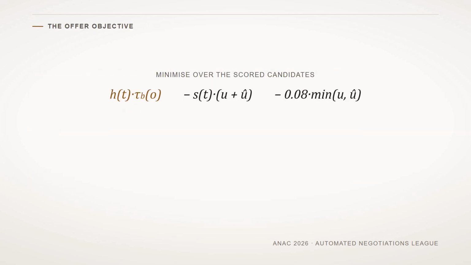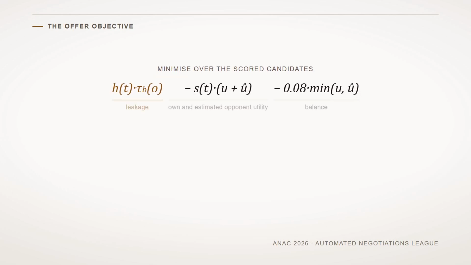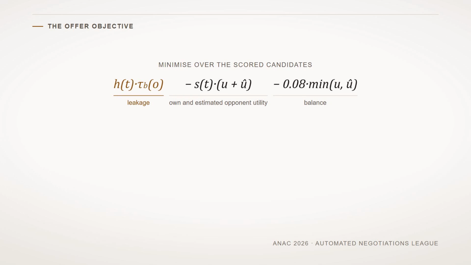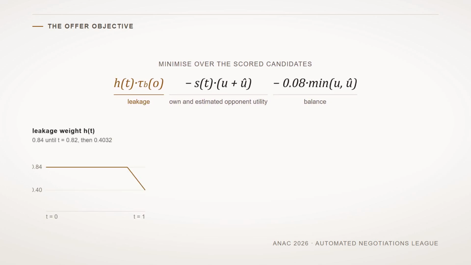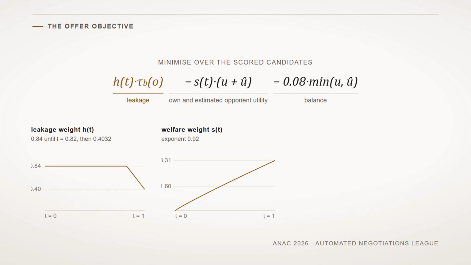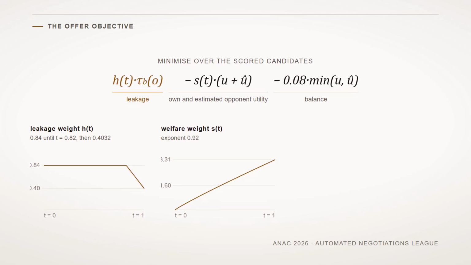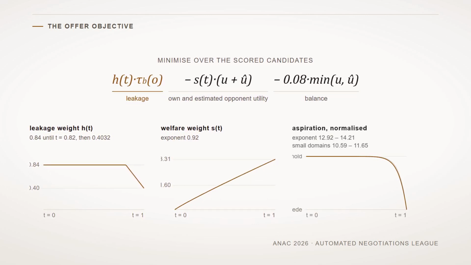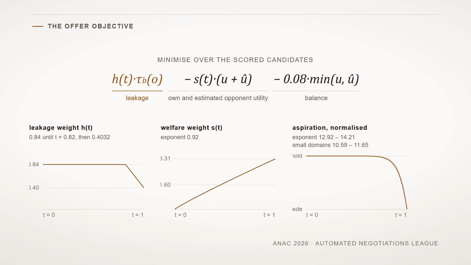That term goes into the offer objective, against 3 rewards: our utility, the estimated opponent utility, and the balance between them. The leakage weight holds at 0.84 until relative time 0.82, then decays to about 0.4 at the deadline. Welfare grows with exponent 0.92, and aspiration uses a separate exponent near 13. Late in the game, closing the deal simply matters more than hiding.